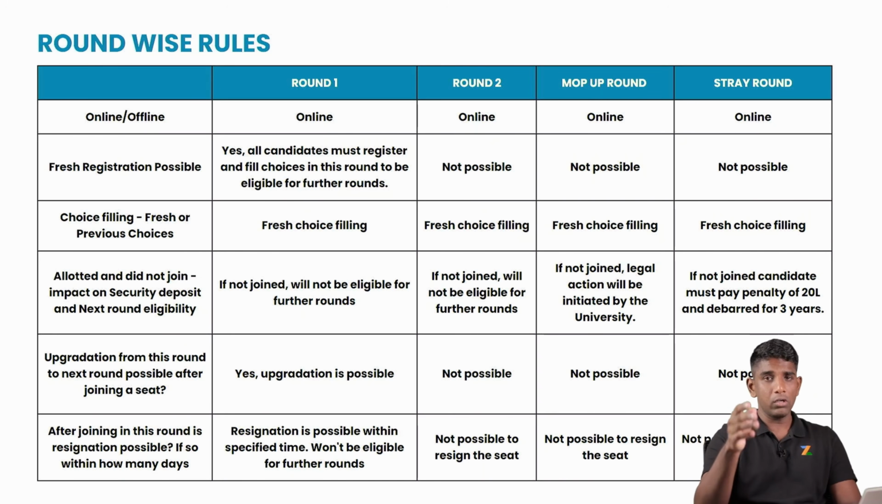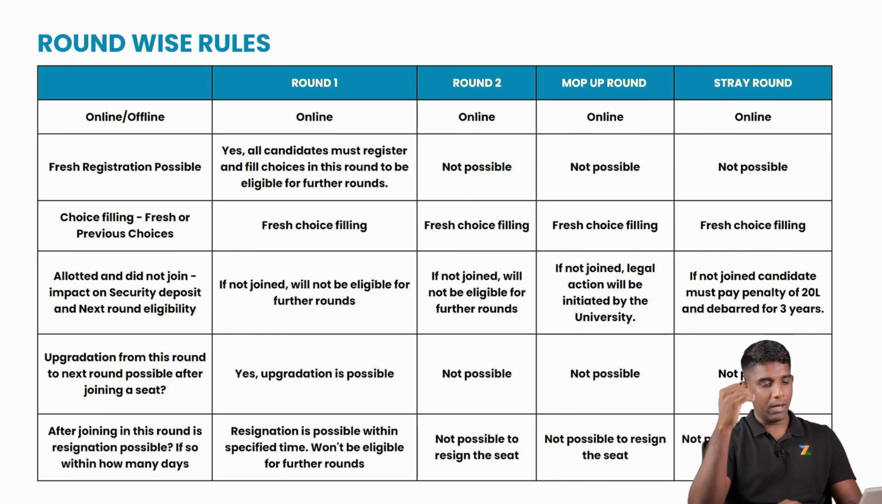The stray round is also conducted online. In the stray round, fresh registration is not possible. If you don't register for the first round, you won't be eligible for any other rounds. So in the stray round also there is fresh choice filling. Okay, you will be able to fill fresh choices for the stray round. If you are allotted a seat in the stray round and you do not join the seat, then there is a penalty of 20 lakhs and you are also debarred for 3 years from the counselling.